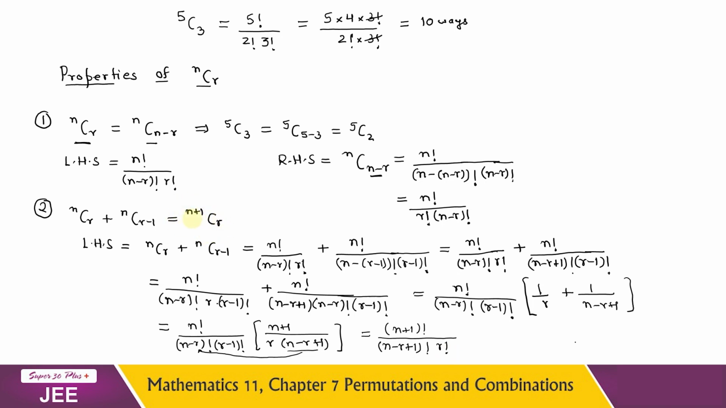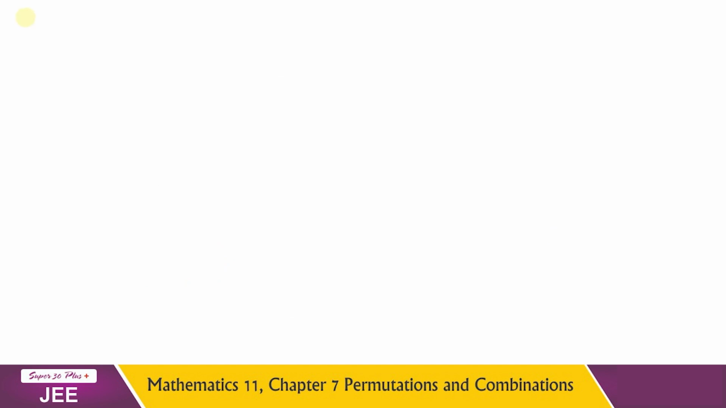(n plus 1) factorial divided by (n plus 1 minus r) factorial and r factorial, according to the formula of nCr. So basically we have proved that LHS over here is equal to RHS. Hence nCr plus nCr-1 is equal to n+1Cr. Alright, let's move forward to understand the third property.